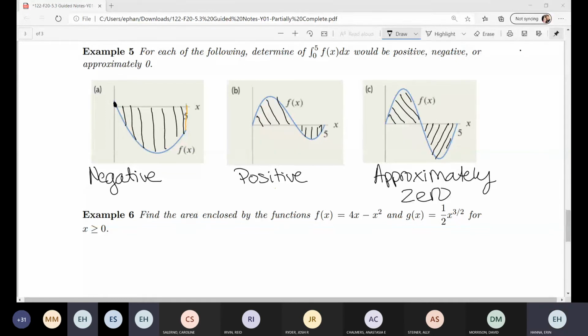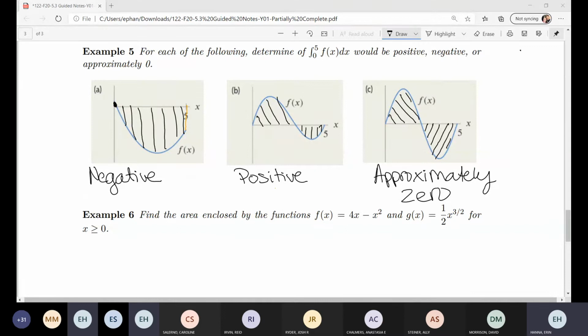Sorry, maintenance people. So, no, Jack, the exam on Thursday is just on chapters 5 and 6. Well, the sections of chapter 5 and 6 that we've covered. It does not include the chapter 4 stuff.